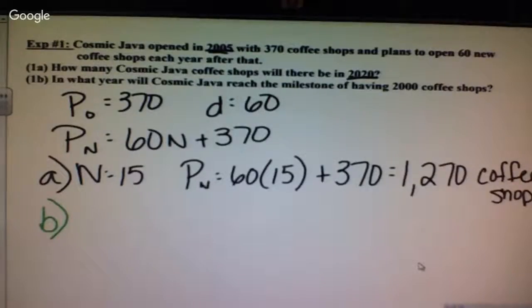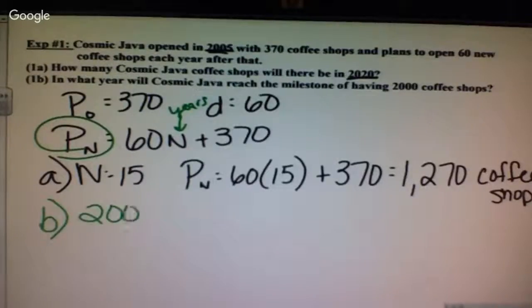Hold on. Back up to the equation. When I created this, it was 60 times how many years? n is years. They gave us coffee shops, so we do it backwards. 2,000 actually goes right here.